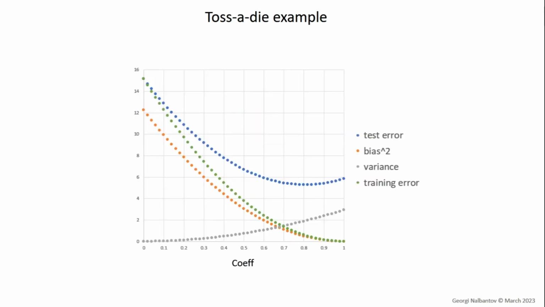And here is what happens. The test error, we saw it already, the blue one. The green one is the training error. The training error is just the squared error between our prediction and the variance and bias. So variance goes up, bias goes down. This is why we have a trade-off between the two.